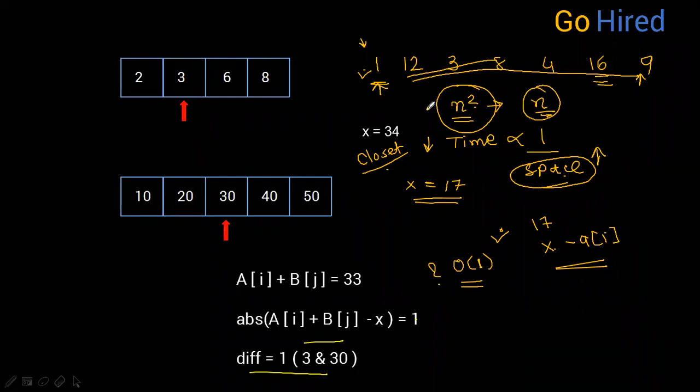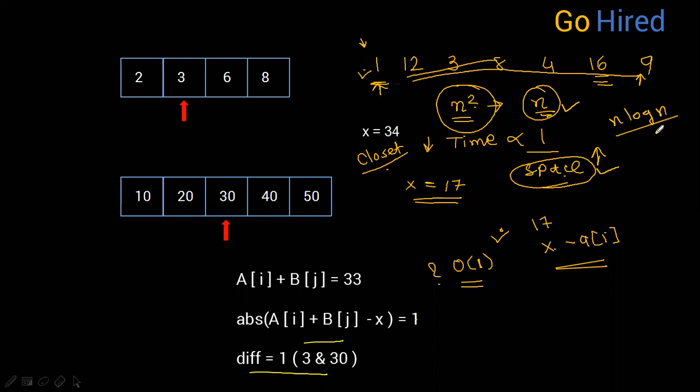The minimum time complexity is order of n square. No, it can be order of n log n as well. Yeah. Because you sort it and then do it. Right? So these are the ways it can be done. So if you have to do it in order of n, you have to use space. Otherwise, order of n log n is always there. Right?